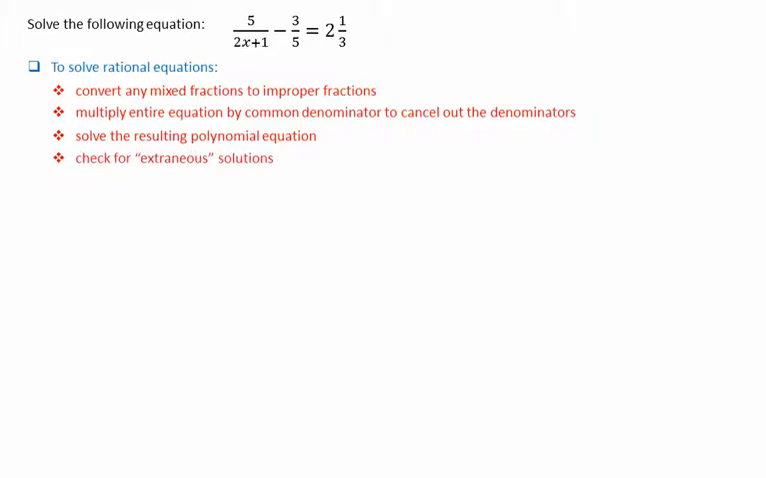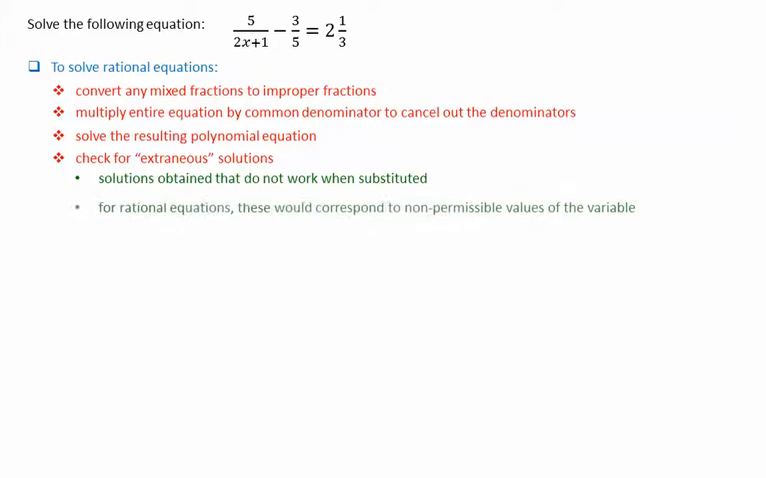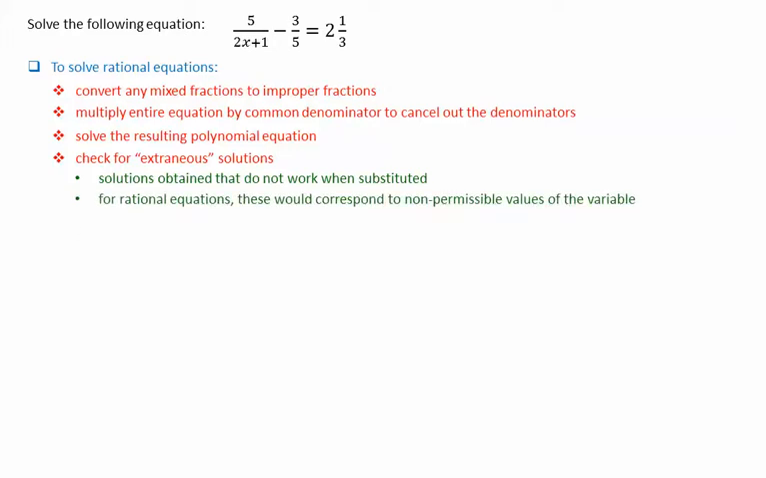Then check for any extraneous solutions. These are solutions that are obtained that do not work when substituted. For rational equations, these extraneous solutions would correspond to the non-permissible values of the variable.